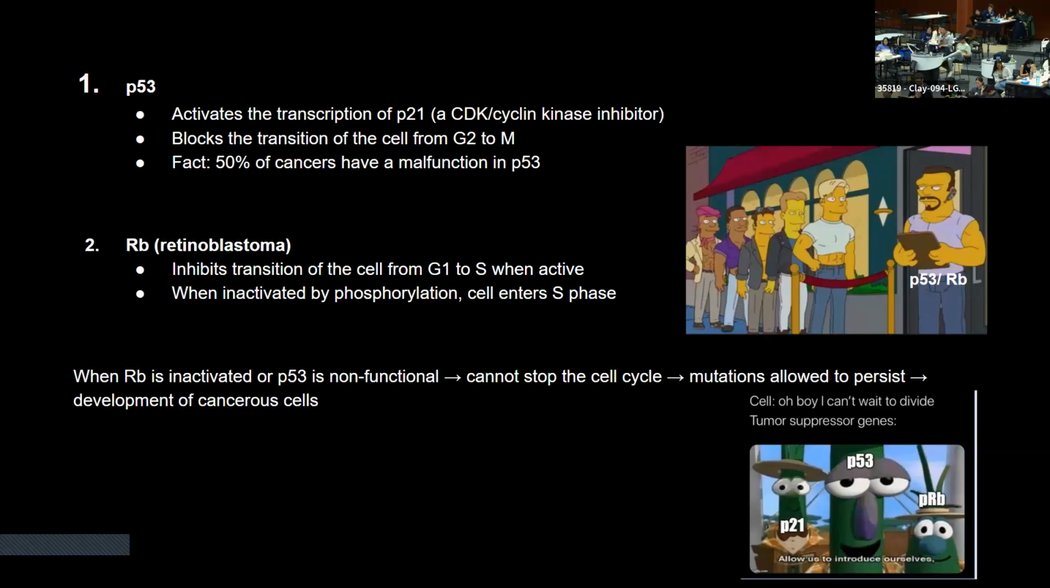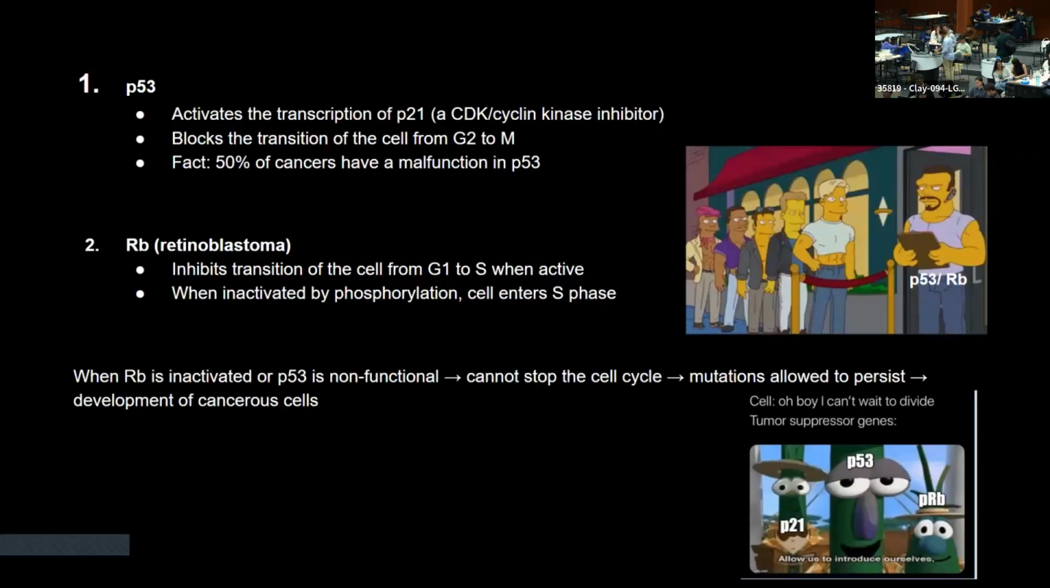Fun fact. Now, RB, so retinoblastoma, is the second security guard, and it acts at a different phase of the cell cycle. More specifically, it inhibits the transition of the cell from G1 to S when active. And when it's inactivated by phosphorylation, the cell is able to enter S phase, continue on with the cell cycle, and persist as per usual.